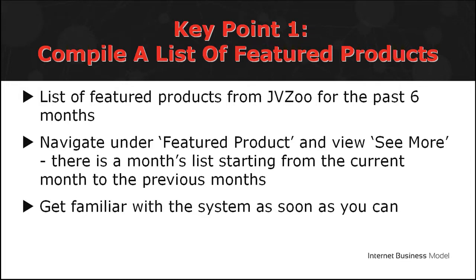You can find this information under the Featured Products section in JVZoo. You are directed to a page where you can view the top picks for the past months. On the right side of the page, you can view See More, where there is a month list starting from the current month to the previous months. Click on the month and it brings you to the featured products of the selected month. Get familiar with the system as soon as you can.